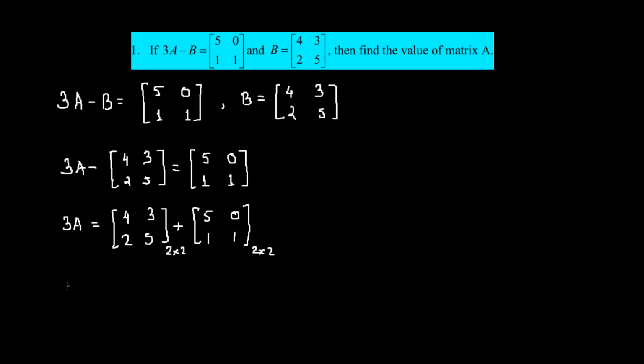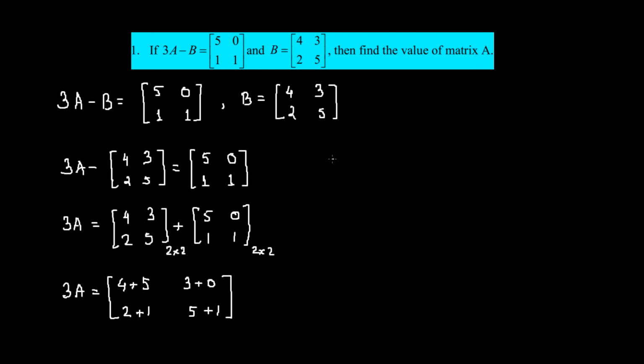So what we can do is we can add the corresponding elements, meaning we'll be adding the first element of the first matrix to the first element of the second matrix. So this is 4 plus 5. And for the second element, we'll have 3 added to 0. For the third element, we have 2 added to 1. And for the fourth element, we have 5 added to 1.